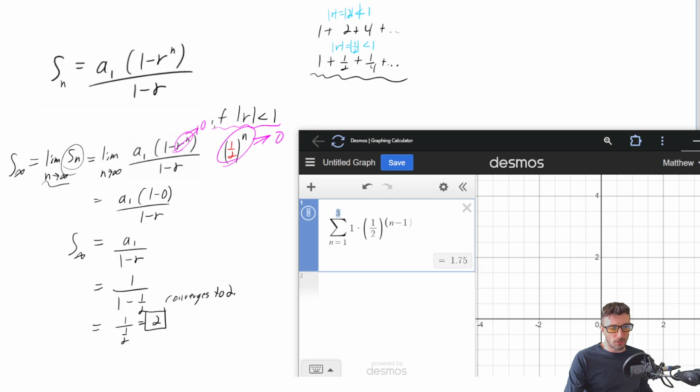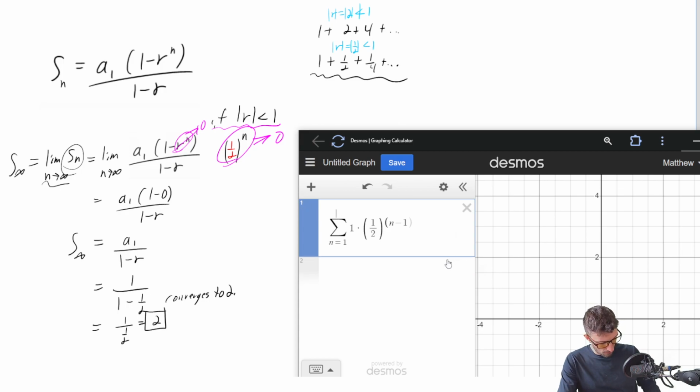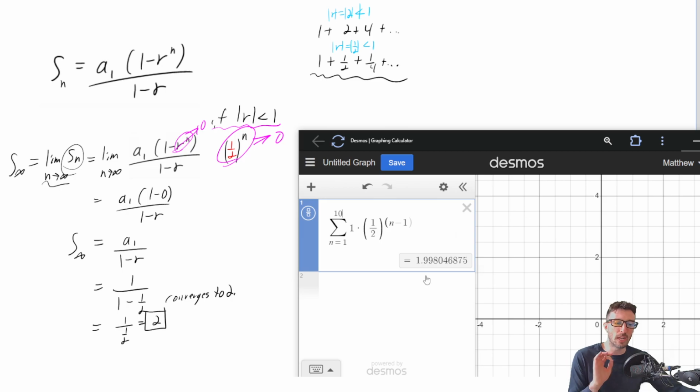But let's say I wanted to do a higher amount of terms. Let's say I wanted to do 4 terms. Well, okay, it's getting closer to 2 now. If I do 5, it's getting even closer to 2. Let's say I were to do 50. Now it actually says it is 2. Now it's not actually 2, it's just rounding. But let's say you did something like 10, you can see that you're getting very close to 2.